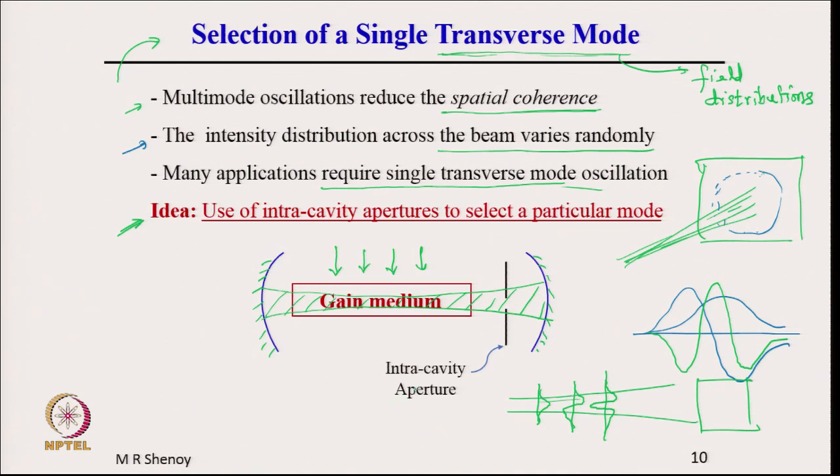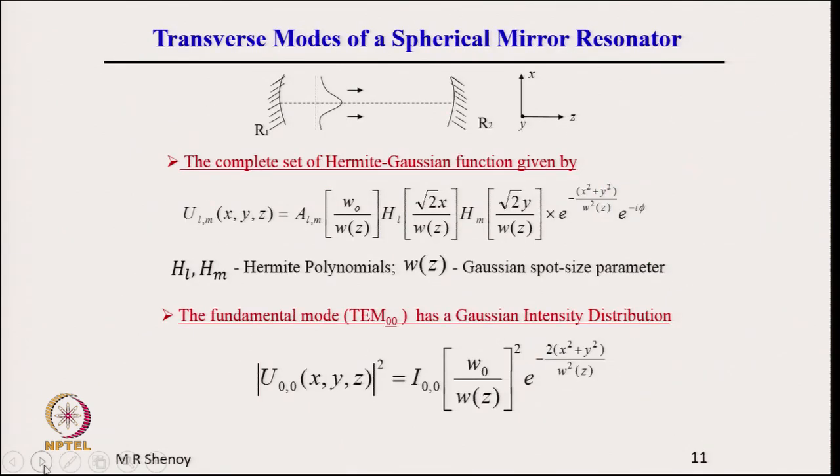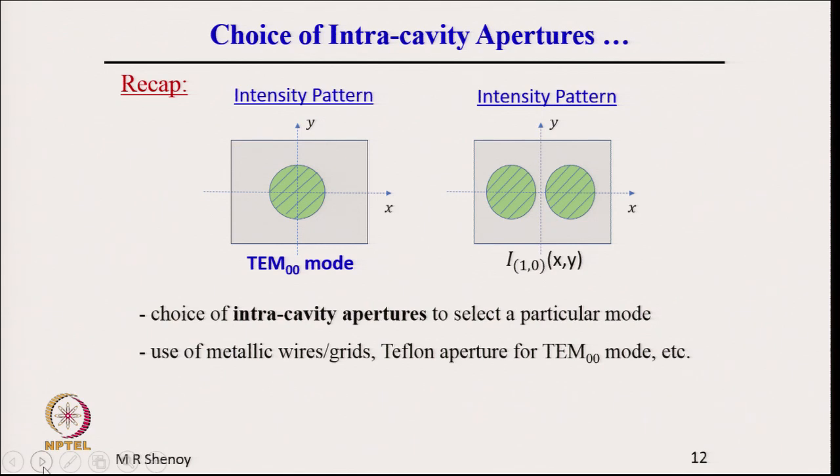Now, let us see what type of aperture we should use to select a certain mode. Let us very quickly recall that the transverse modes of a spherical mirror resonator are given by the Hermite-Gauss functions, and the fundamental mode has a Gaussian distribution. We know this. Now, let us go further. We have already discussed that the intensity pattern of the TEM00 mode looks like this in a cross section. That is, if you plot a contour graph, it will be maximum at the center and slowly the intensity drops down, because it is a bell shaped curve.